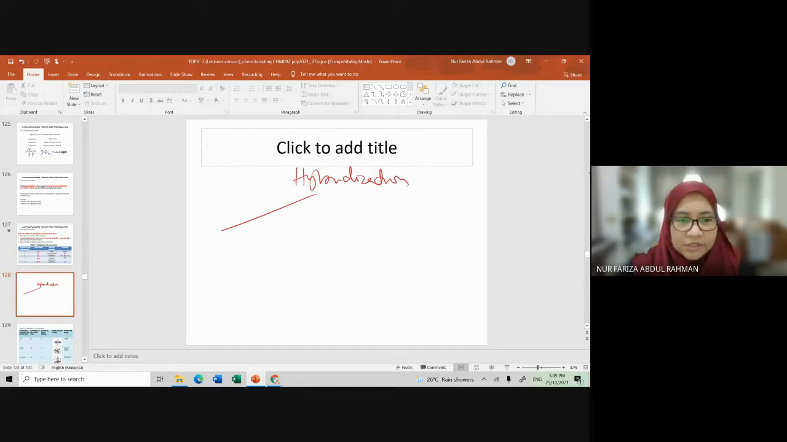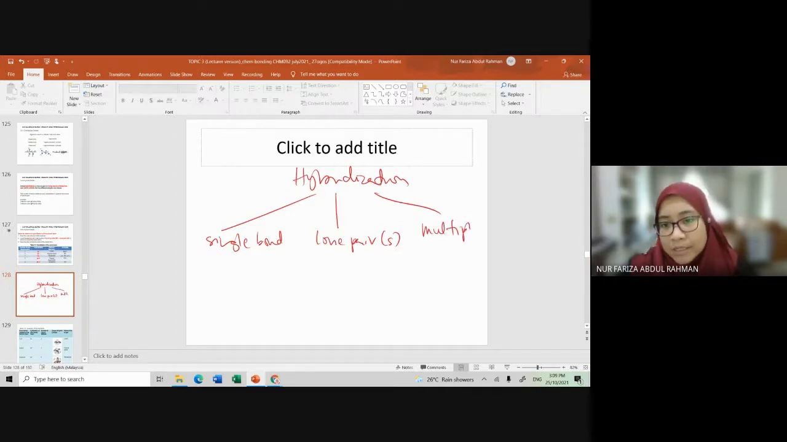The first category would be molecules having all single bonds. Secondly, we have molecules having lone pairs. And lastly, we have molecules having multiple bonds. The multiple bond can be either double or triple bond. So I have divided the hybridization slides into single bond, lone pair, and multiple bond. Alhamdulillah, we have covered all of these 3.